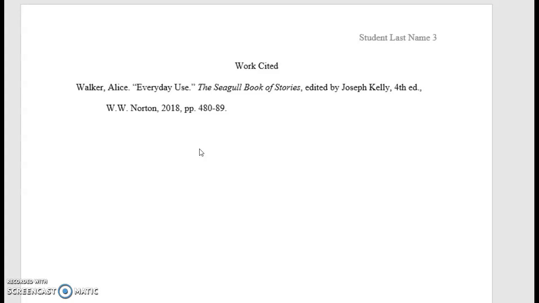Followed by the publication date of the textbook, we have this PP, which denotes multiple pages. You use a single P to show that a short story is only on one page. And then we have the range that encompasses that short story.